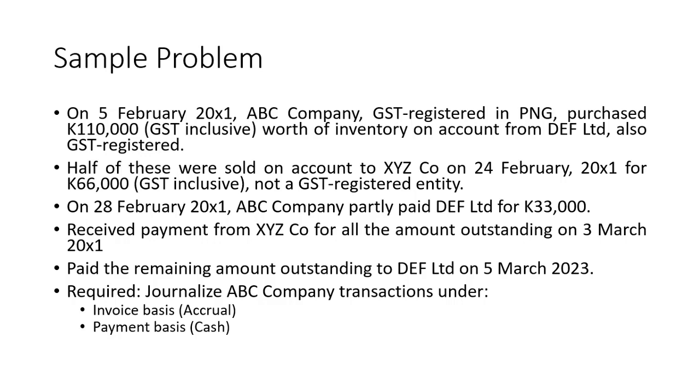All these amounts that you can see will indicate if it is GST exclusive or inclusive. In this case, the amount on 5th February and on 24th February will be GST inclusive. Now, ABC receives payment from XYZ company for all the amount outstanding on 3rd March, and then pays the remaining outstanding balance to DEF on 5th March. So we were required to journalize using the invoice basis and payment basis.